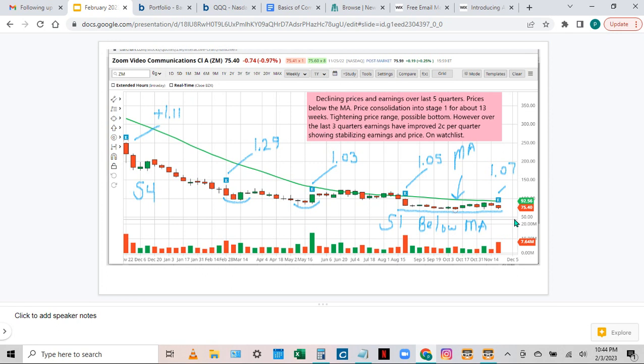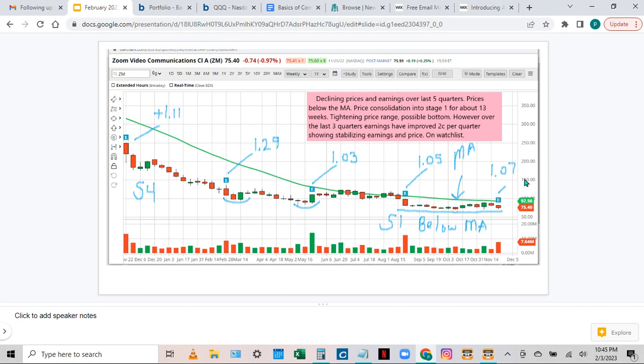So remember that. Now this is a company still making money. Now over these 3 quarters, they improved their earnings from $1.03 to $1.05, yet price went down. And then they improved their earnings a few more cents per share to $1.07, and yet price is still flat on this chart in November of 2022.